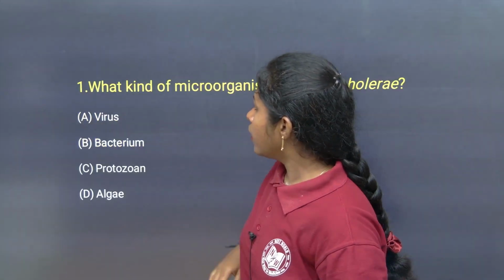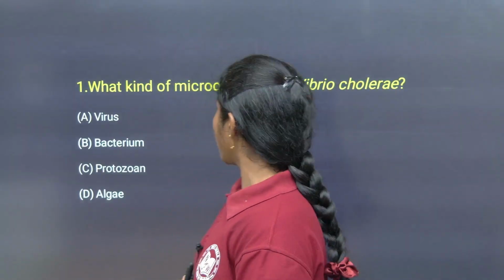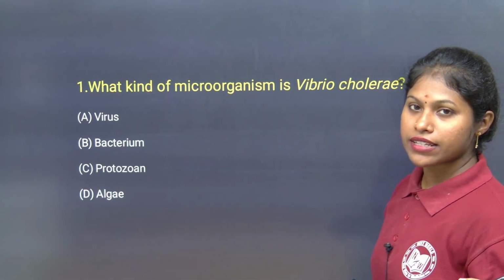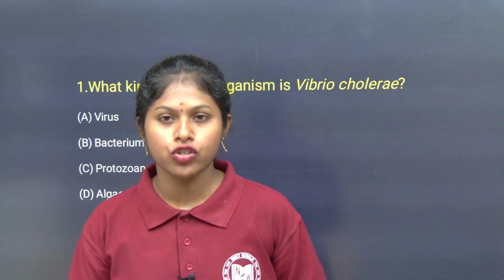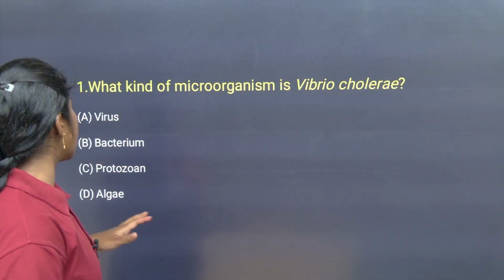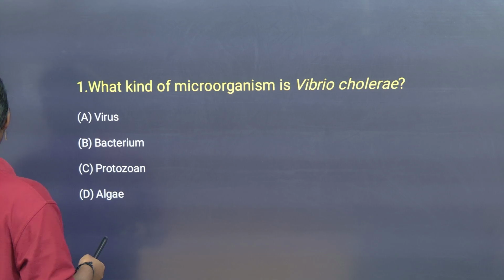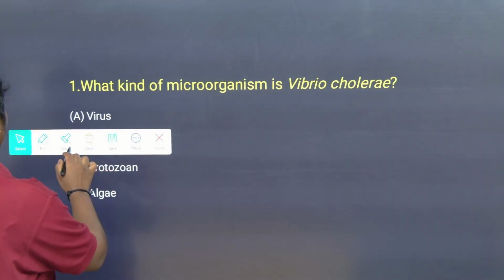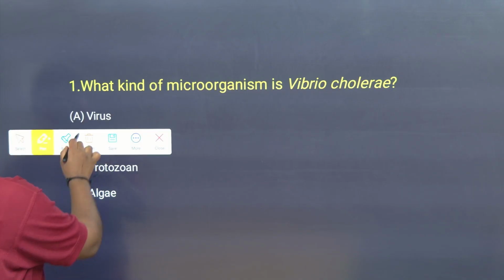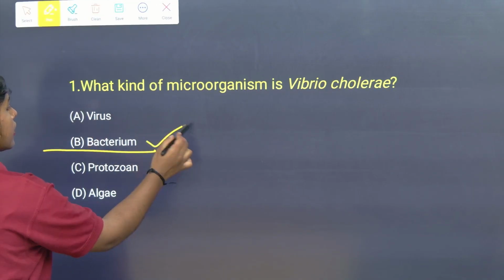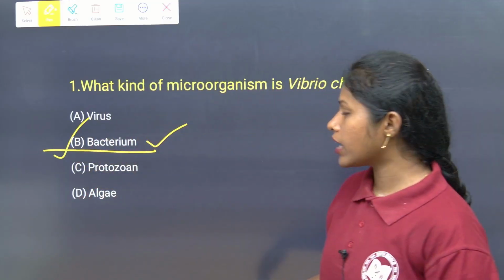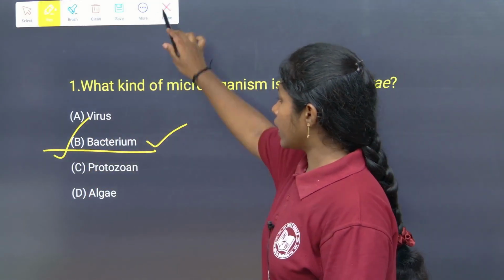Here is the first question, children. What kind of microorganism is Vibrio cholerae? They are asking whether Vibrio cholerae is a virus, bacteria, protozoa, or algae. We all know that Vibrio cholerae is a bacteria. Here is a direct question, children. Vibrio cholerae is a bacteria. Coming to the next question.